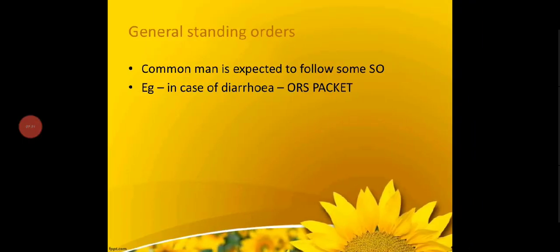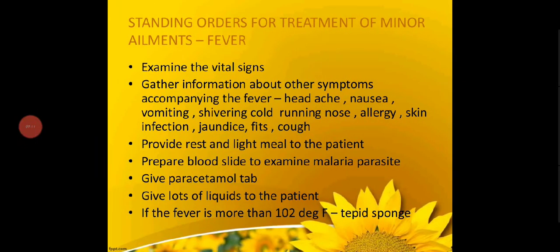And general standing order: the common man is expected to follow some standing order. Those are, in case of diarrhea, you will get the ORS packet. That's the kind of standing order. And standing order for treatment of minor ailments like fever: you will examine the vital signs. You will gather the information about the symptoms like headache, nausea, vomiting, shivering, cold, running nose, allergy, skin infection, jaundice, fevers, cough. If there is any, you will notify it.